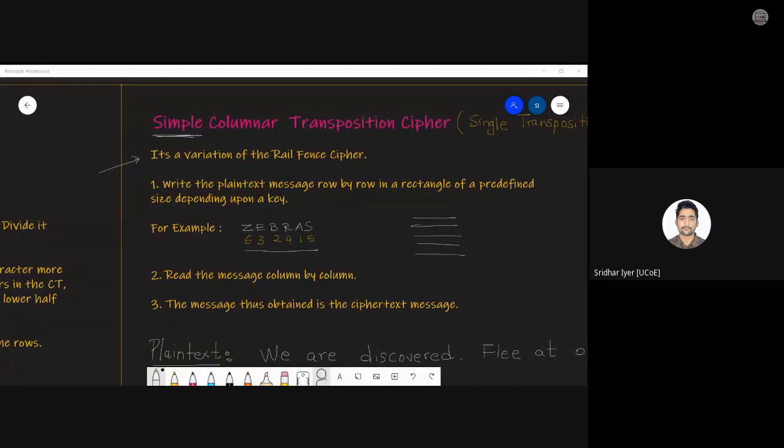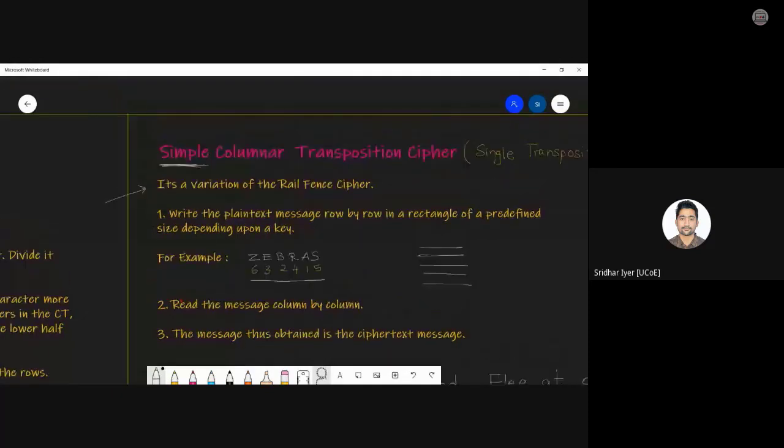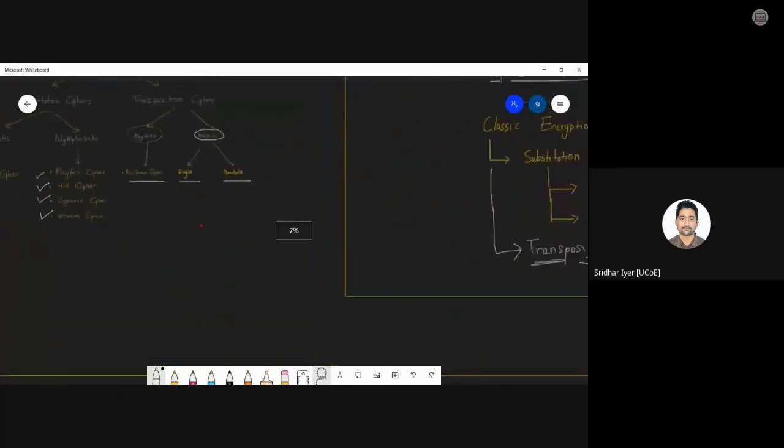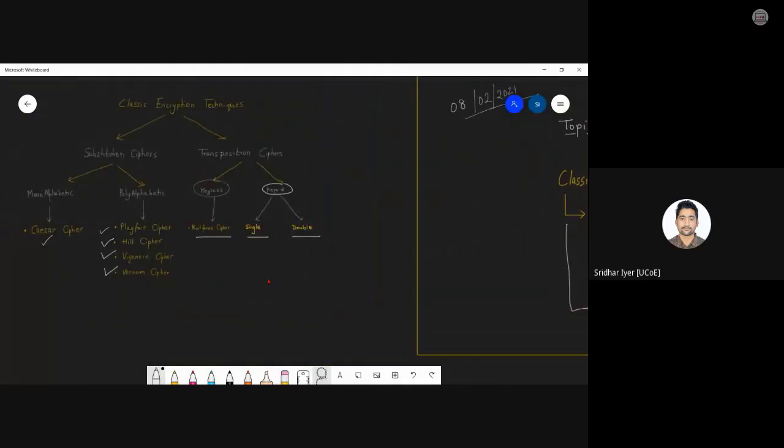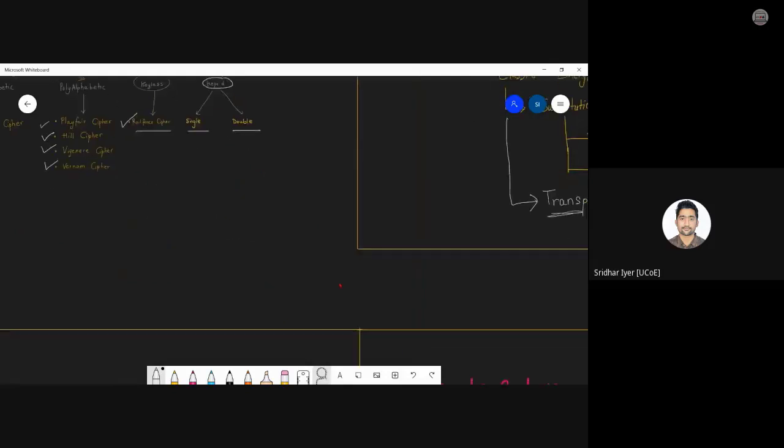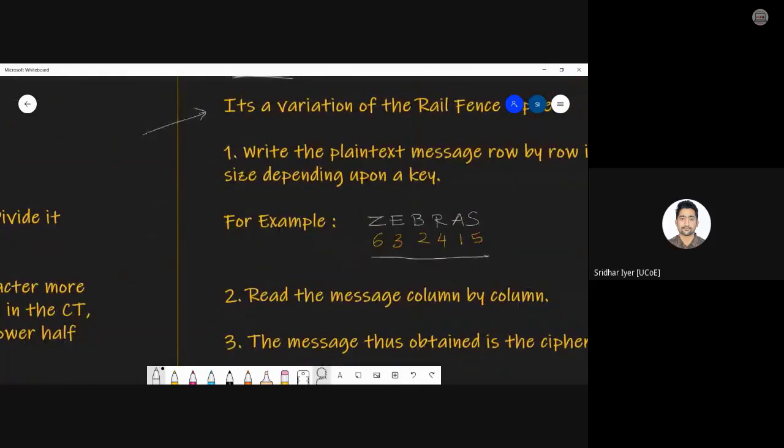A key is given, zebras. Correct. Jimit is correct. It is alphabetically arranged. Deep, Dhruv, Harsh, Isha, correct. So A is given an order of 1, B as 2. Following the alphabetical sequence, we get the key as this. So this is what we call the transposition key. While giving you the introduction, I had told you that transpositions are of two types, keyless and keyed. We've already studied the rail fence cipher. The keyed transposition consists of single and double. So in this case, this is the key.